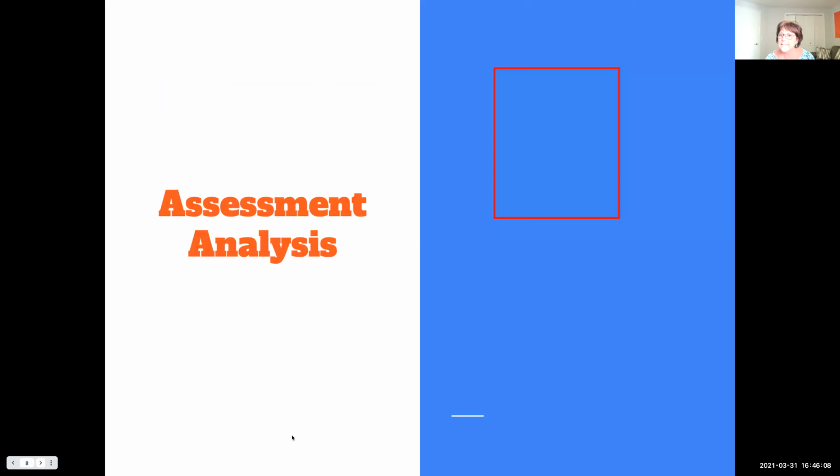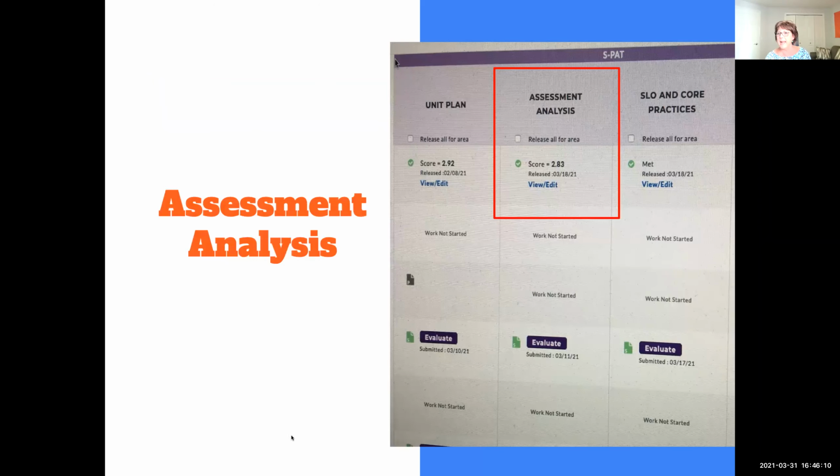The next section is called assessment analysis. Again, this assessment analysis has two parts, your whole class as well as your 3 students. So let's take a look at what that's going to look like.